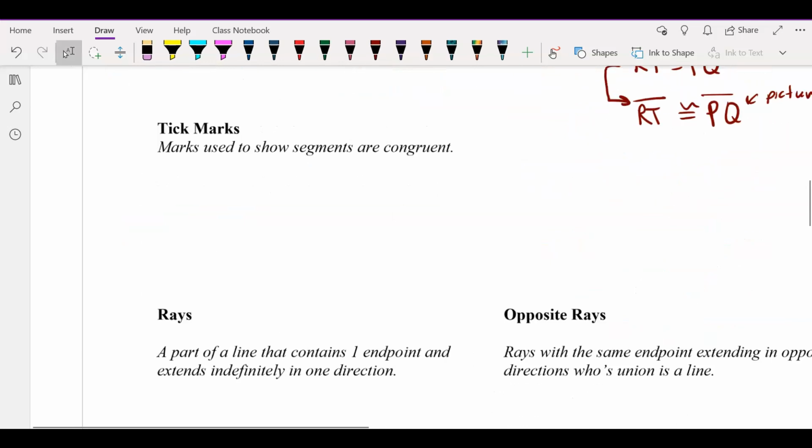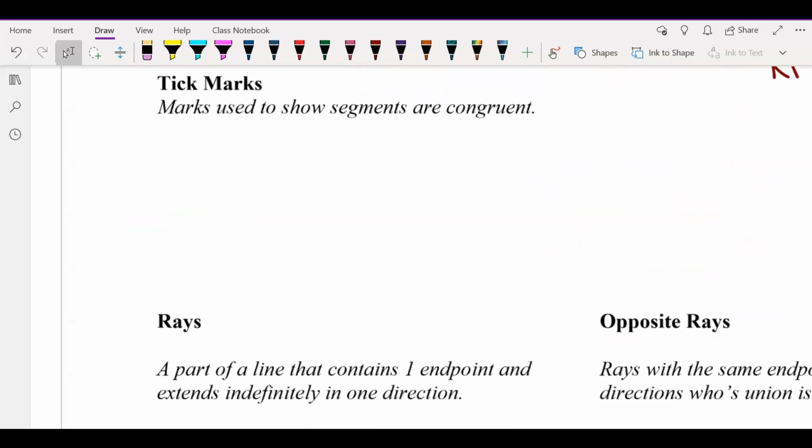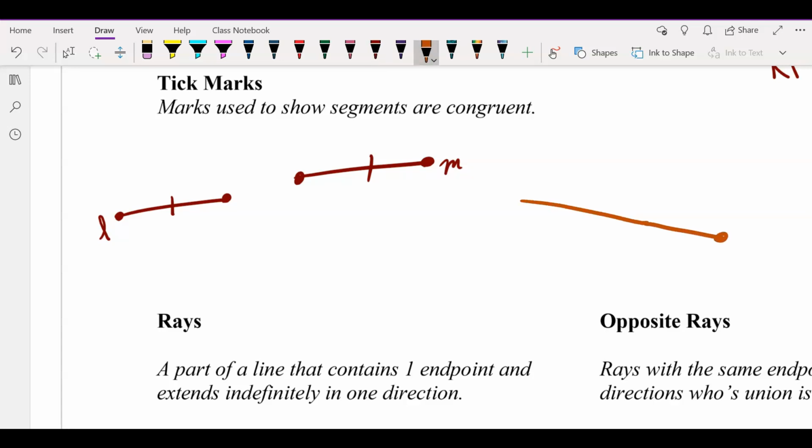Okay, so then tick marks is a way to show that things are congruent. So let's say here we have 2 segments. Okay. Segment L and segment M. If you put a tick mark in between there, it will represent that those 2 are congruent. We can have another one over here. Here's this nice and long segment, but this segment for line N has 2 tick marks.